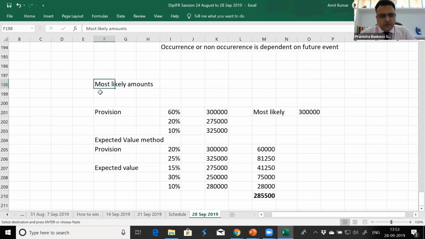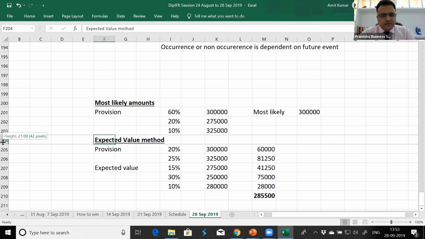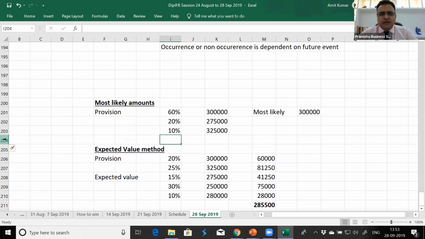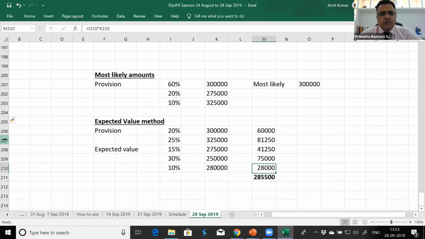But if I have very few probabilities and I know the most likely amount among them is going to be 3 lakh, there's a probability that the chances of happening 60% are 3 lakh, chances of happening 20% that we will be liable to pay 3 lakh. The chances of liability are 275 at 20% or 325 at 10%. The most likely amount will be chosen to create a provision. And if the probabilities are higher, that the probability of paying 3 lakh 25 is 25%, the probability of paying 3 lakh is 20%, 275 is 15%, then in that scenario, we use the expected value method as a technique to know the amount of provision to be created.